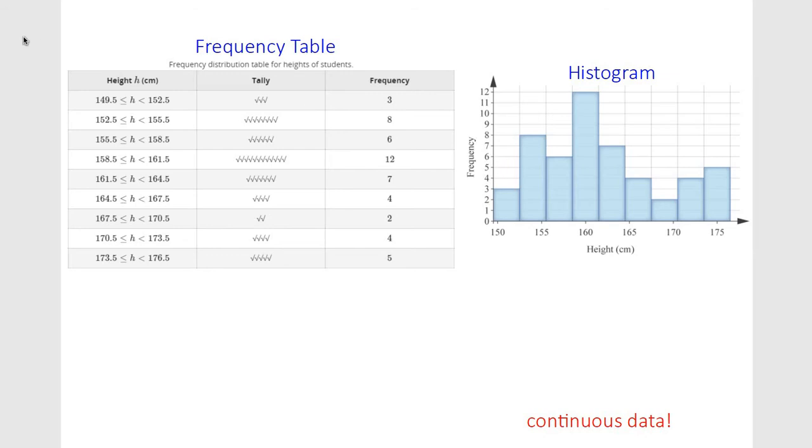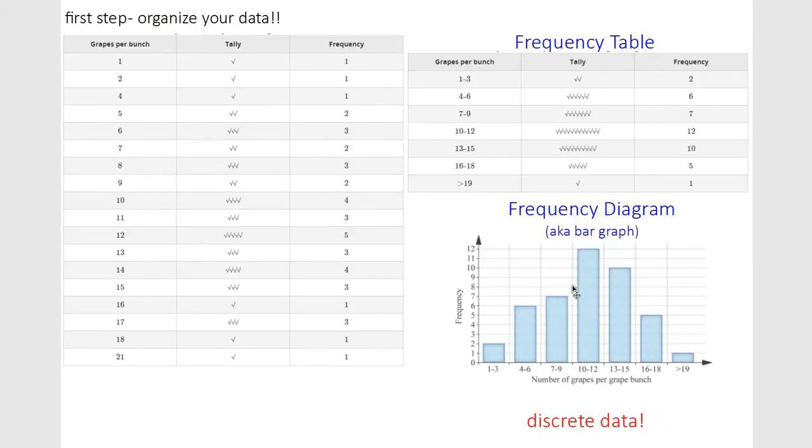So it's very similar to the last one, but notice the bars, those rectangles, they touch because they pick up where they left off. It's all the values in between. On this one, with discrete data, the bars do not touch. Okay? Make sure you choose the correct one. Okay? It's important to make that distinction.